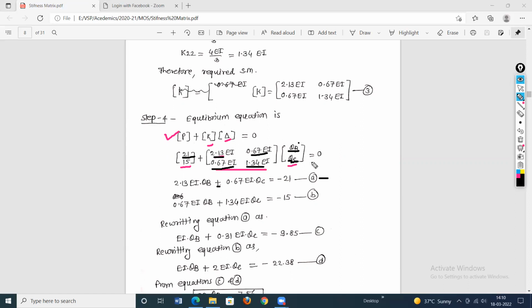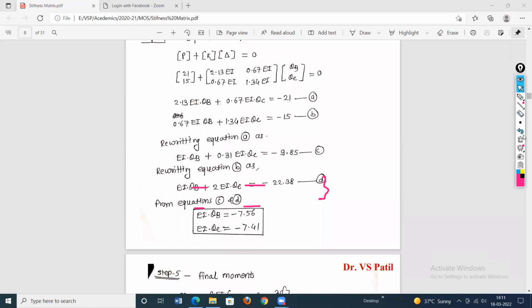Then second: 0.67 EI into theta b plus 1.34 EI into theta c is equal to, taking 15 on the right side, minus 15. Call this equation B. Now equation A and equation B are two simultaneous equations with two unknowns, EI into theta B and EI into theta C. Solving them, we get EI into theta B equals minus 7.56, and EI into theta C equals minus 7.41.